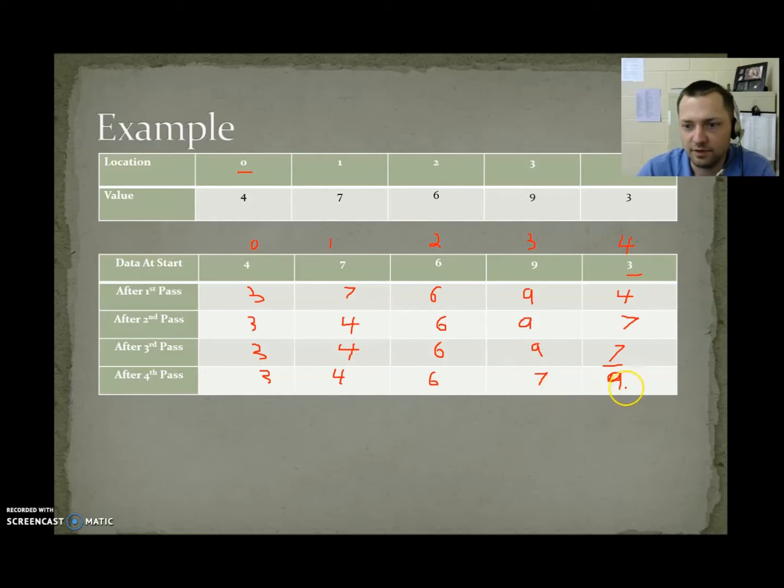And now we do not have to fix location 4, because if locations 0 through 3 all have the correct values in order, 4 has to be in order.